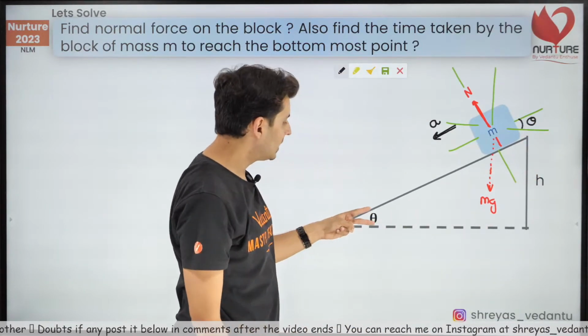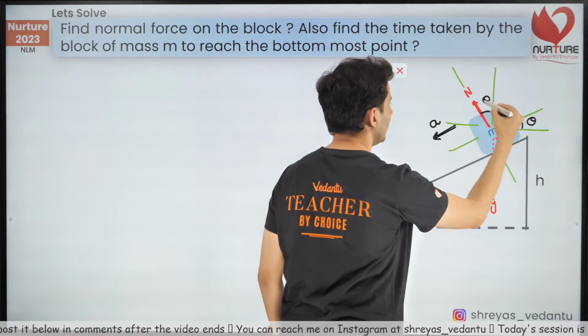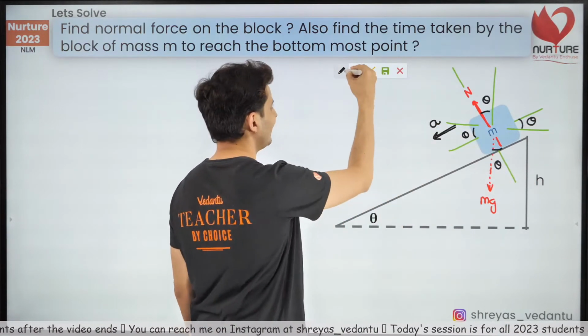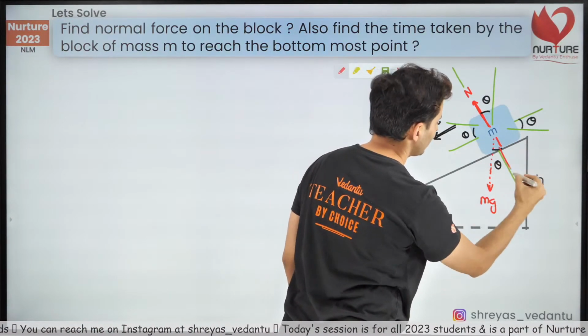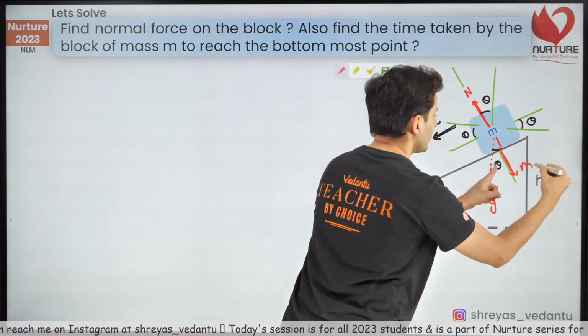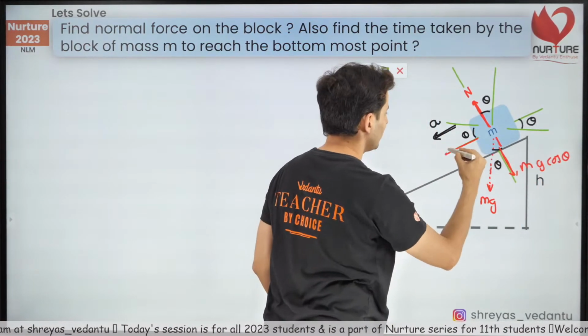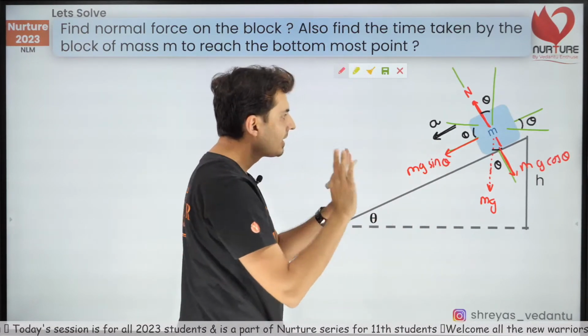Look at this, this is theta. Just move your hands, you can see this is also theta, this is also theta, and this is also theta. So this mg will have two components. You can get rid of mg and say this one is closer, so mg cos theta, and this one is farther, so this is mg sin theta.